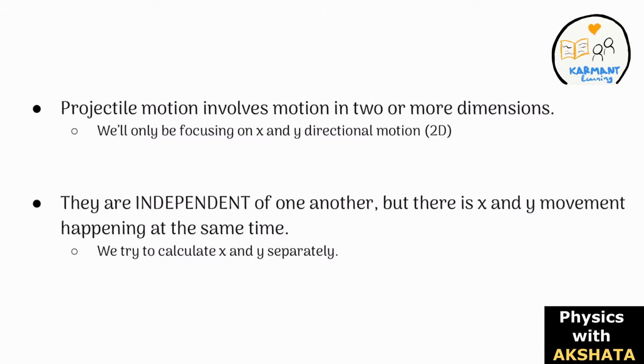So before we get started, here's just a quick recap. Projectile motion involves motion in 2 or more dimensions. And don't worry, we'll only be focusing on x and y directional motion, so 2 dimensions. Also, these are independent of one another, but there is x and y movement happening at the same time. And I know it sometimes gets confusing, but we'll try to calculate x and y separately.